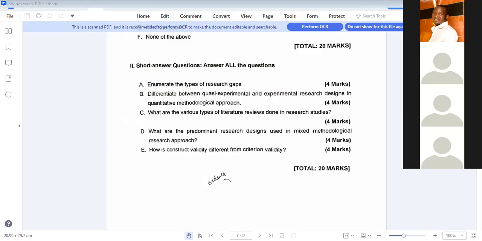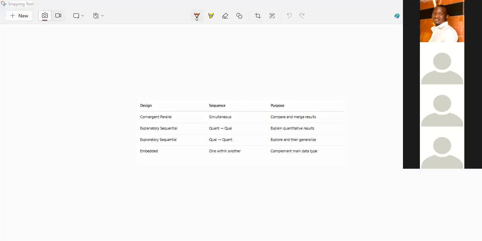We have the convergent parallel. The convergent uses both qualitative and quantitative data. These are collected simultaneously and analyzed separately. We also have the explanatory sequential research design. It starts with quantitative, followed by qualitative. It has a mixture of both. It's useful when quantitative results need deeper, in-depth explanation.